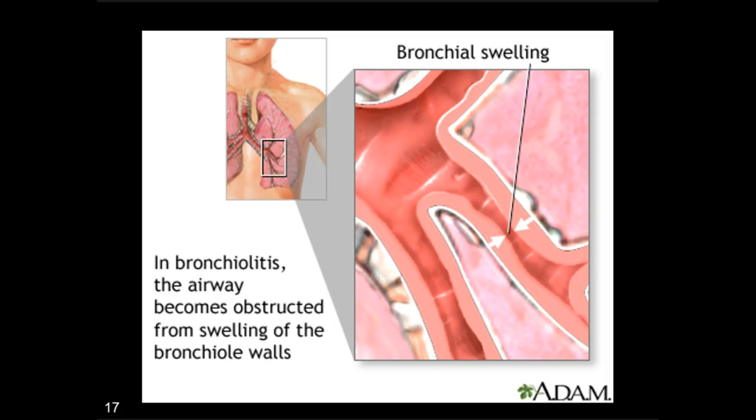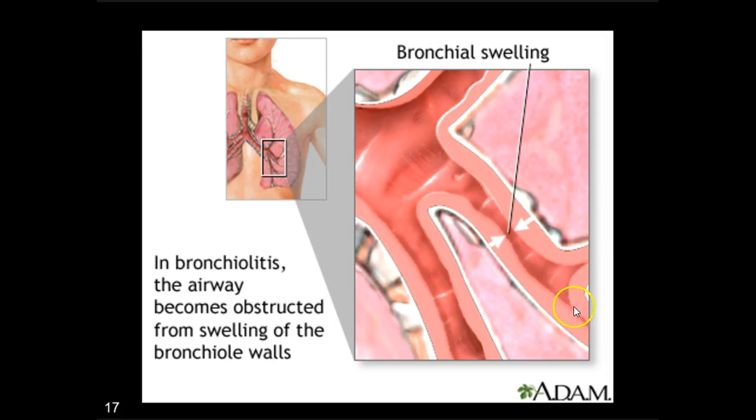Now colds often also, in addition to sneezing, come with a difficulty breathing. And this, again, is due to bronchiolitis, as we saw earlier, when the airway becomes obstructed from swelling of the bronchial walls. So the cold virus, when it gets down into the lower respiratory system, remember this is the lower respiratory system, can lead to swelling of these bronchial tubes.